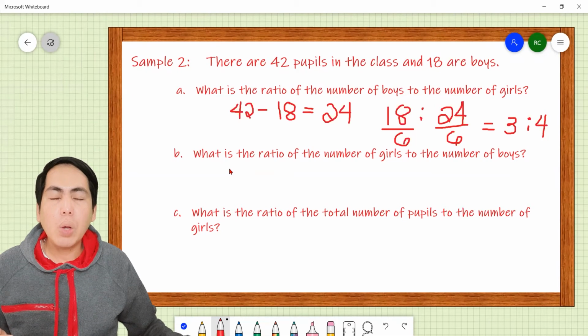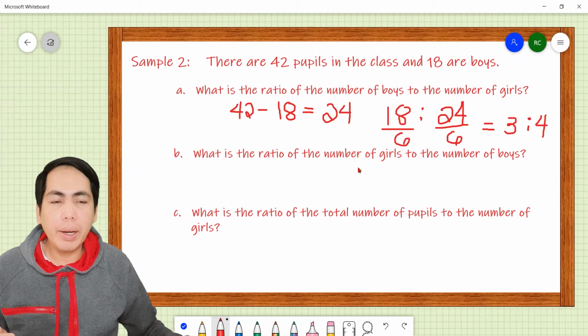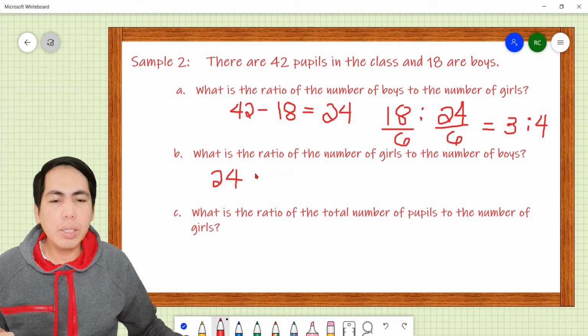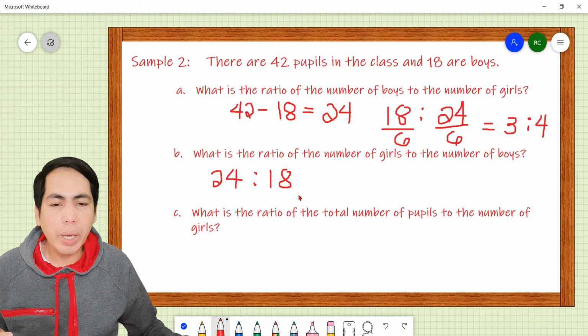Second question, what is the ratio of the number of girls to the number of boys? So since we know that there are 24 girls and there are 18 boys in the classroom, meaning to say that the ratio is 24:18.